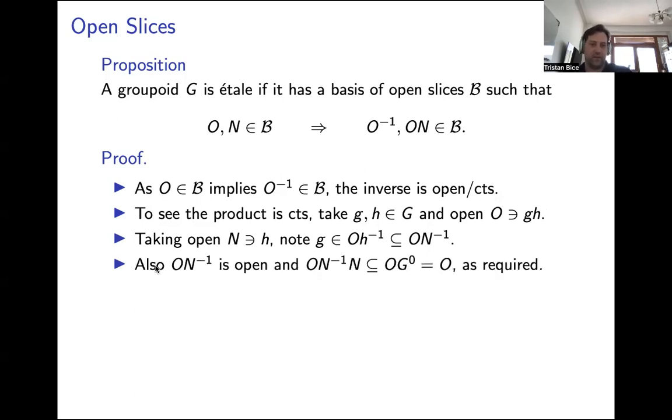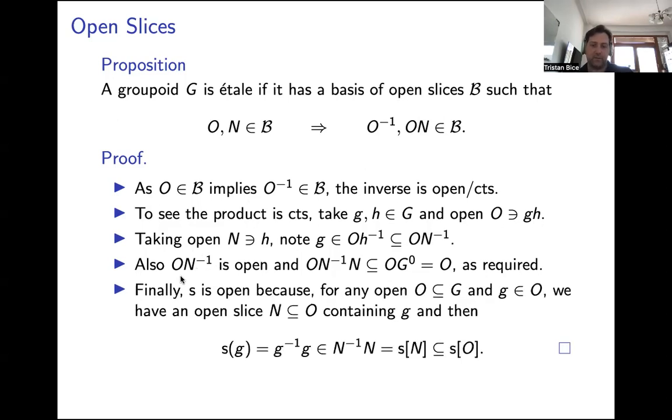Did I say open? This N here should be a slice. Otherwise, what I'm going to say next is not going to work. So we have a basis of open slices by assumption. In particular, I can find N, which is not just open, but an open slice containing H. Once I've got that, I know that O N inverse is open, since by assumption I can take inverses and products and I'm still within my basis.